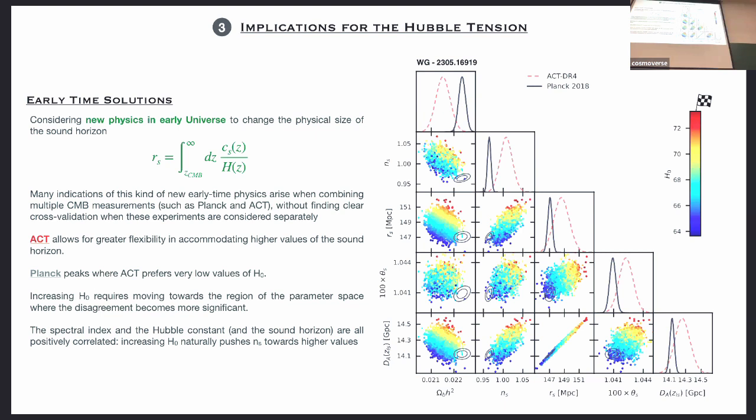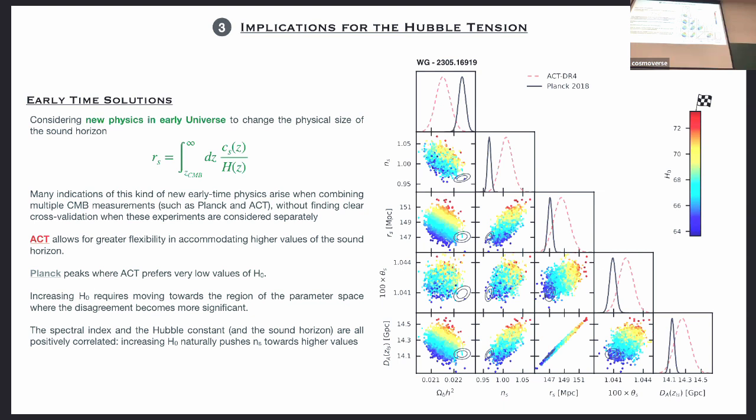ACT in particular allows for greater flexibility in accommodating higher values of the sound horizon than Planck. Planck, on the other hand, prefers... whereas ACT prefers a very small value of H0, which means that if we want to increase the value of H0, we actually have to move towards the region of the parameter space where the tension between the two probes gets more significant.